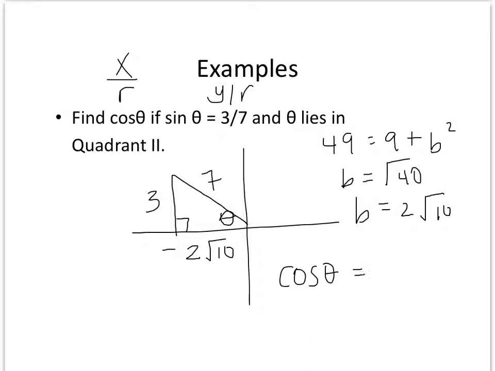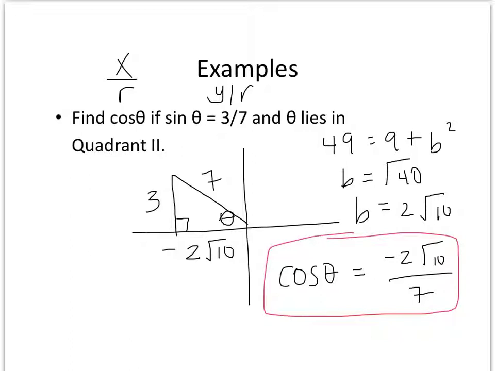So the cosine of theta in this case is again x over r, so it's negative 2 root 10 over 7. And we can't simplify that. The radical's on the top, so that's okay. So that's your final answer right there, negative 2 root 10 over 7.